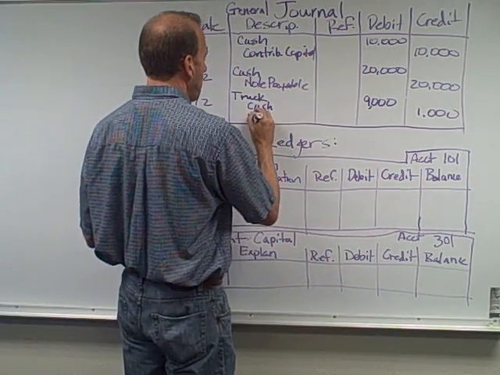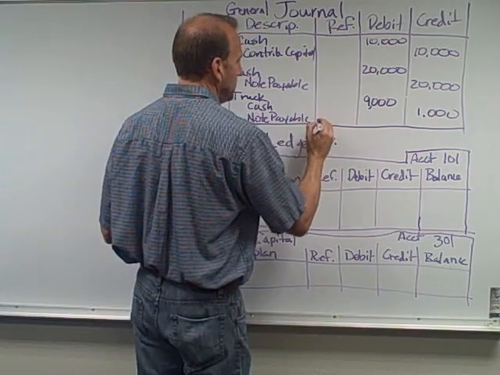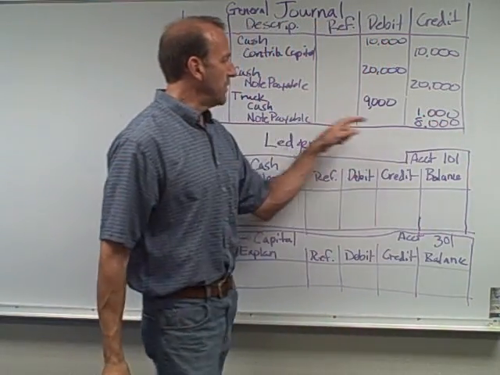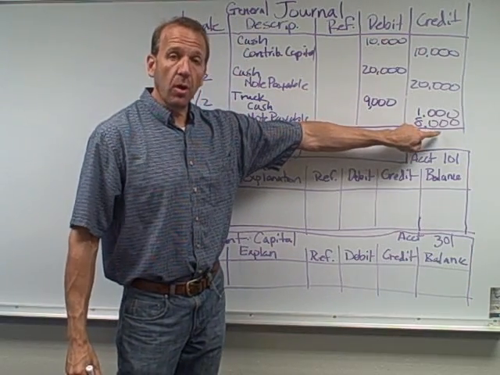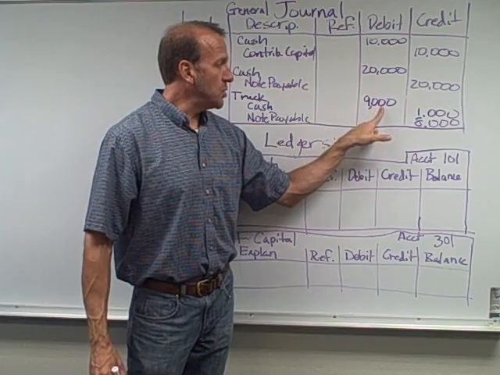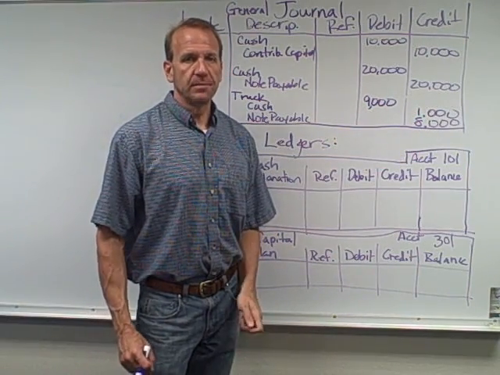And then we have a note payable. We're going to finance part of the truck, and $8,000 is going to be financed. So we have an $8,000 liability. We still owe that to them. We did get the truck that's worth $9,000. How did we get the truck? Cash, and we still owe them $8,000.